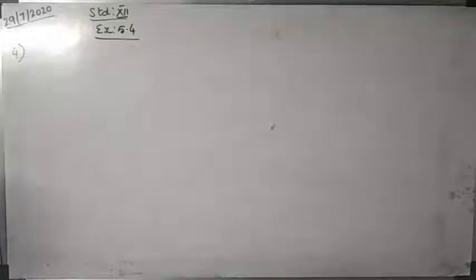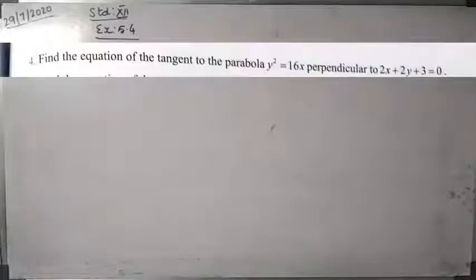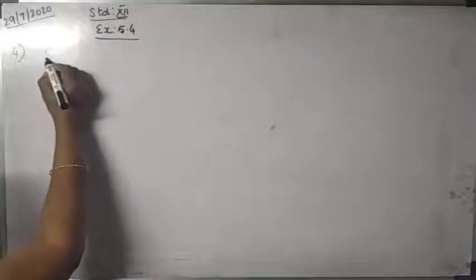Good morning students, and today let us see exercise 5.4, fourth question. Find the equation of the tangent to the parabola y square is equal to 16x perpendicular to 2x plus 2y plus 3 is equal to 0. Now let us see the solution.